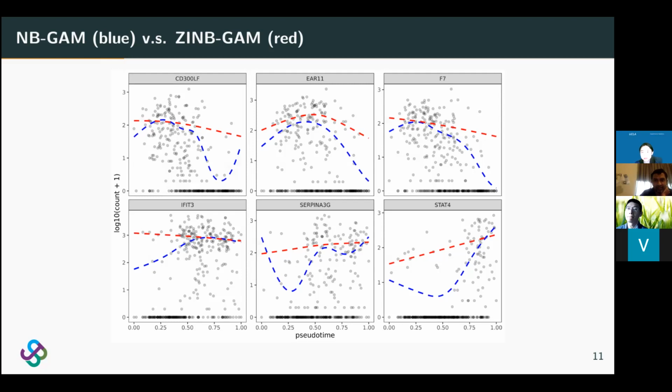Yes, exactly. If the users don't provide an option for either choice, our default is to fit both and then use AIC to choose. But we know that the ZINB is more complicated. So our cutoff for choosing ZINB is that its AIC is better than the AIC of NB-GAM by 10. It's just a rule of thumb. We use that to make a choice between the two models. Yeah. Thank you for the question.